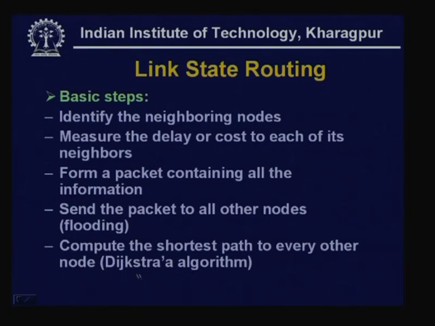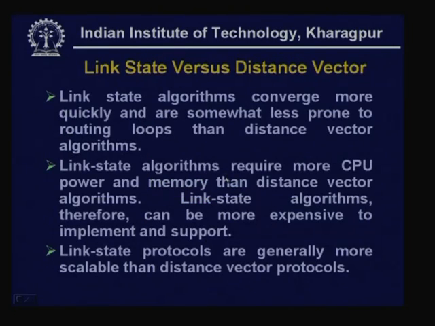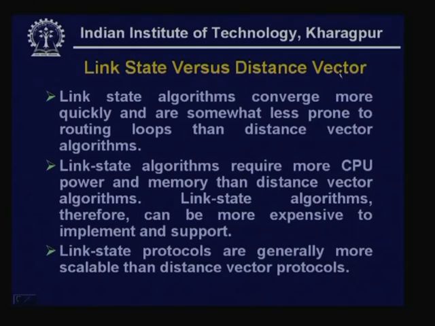and then Dijkstra's algorithm is used to find out the shortest path. First the cost for each link is obtained, and then the shortest path is obtained to every other node by using Dijkstra's algorithm, and that is being used for routing purpose. So we find that this link state routing is quite powerful, and here let us make a comparison between link state versus distance vector routing.